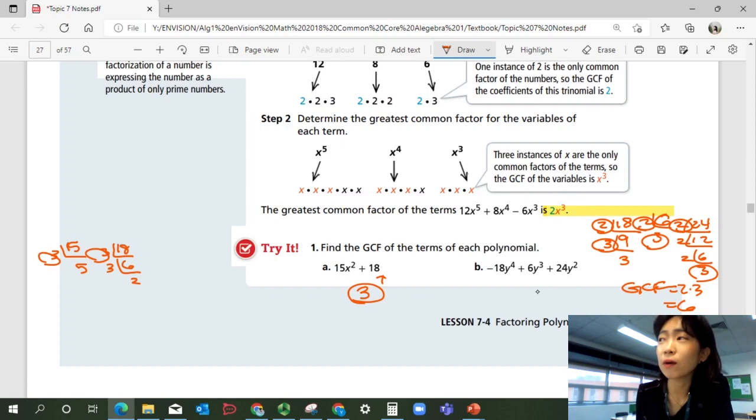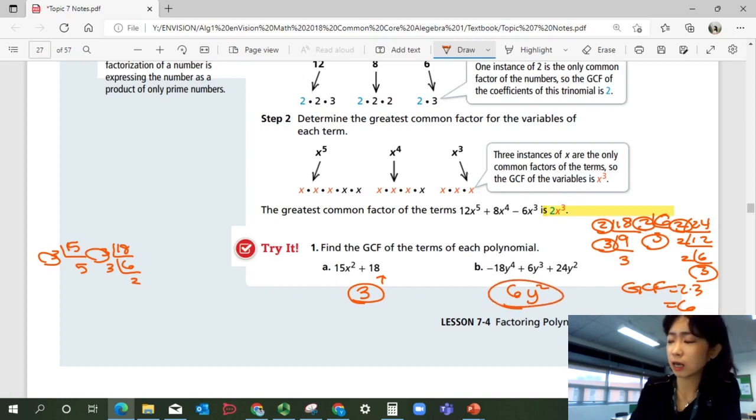Do we have a GCF for the variables? Yes, y to the fourth, y cubed, y squared will give you a GCF of y squared. So your GCF of the entire polynomial would be 6y squared. That's how you get the GCFs.